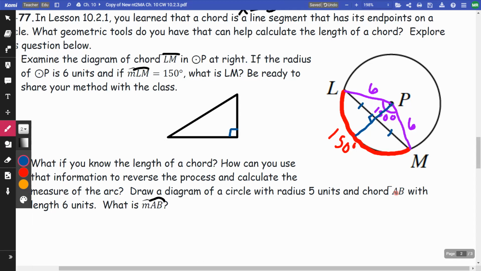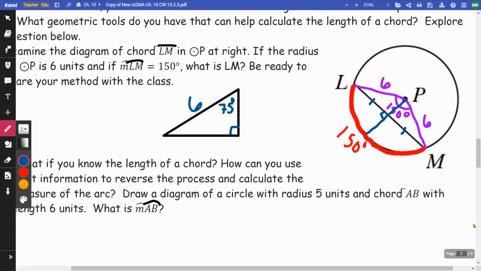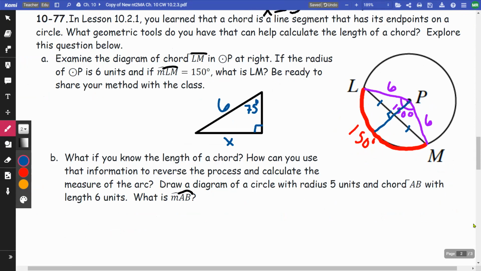This is my hypotenuse, which is 6. I don't know anything else in terms of sides, but what I do know is since this is splitting this in half, it's also splitting this angle in half. So if this was 150, then this is going to be 75 degrees. So when they want us to figure out the length of LM, I'm going to figure out that half, and I'm going to use trigonometry.